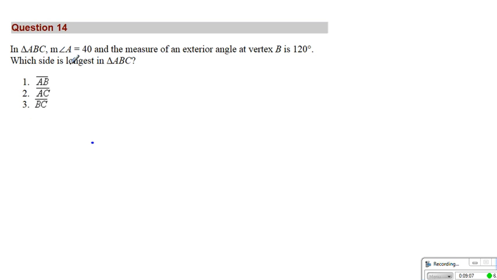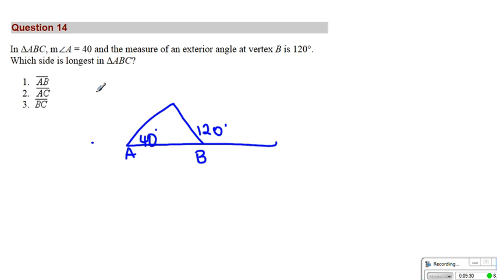Now in a triangle, angle A is 40 degrees, and the measure of the exterior angle at vertex B is 120. So this is equal to 120, and angle A can be right here, which is 40 degrees. Now the question is, what is the longest side? In fact, I'm just going to mention this one, but this will not be on the exam this time, but it will be on the exam next time.